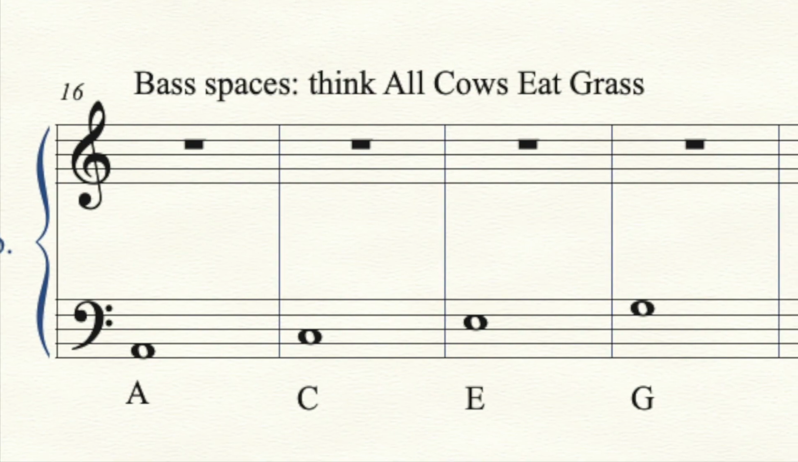Now let's move on to the bass clef. The bass clef spaces are A, C, E, and G. Think all cows eat grass. Once again, bass clef spaces, so we're on the bottom stave now. All cows eat grass for the spaces.